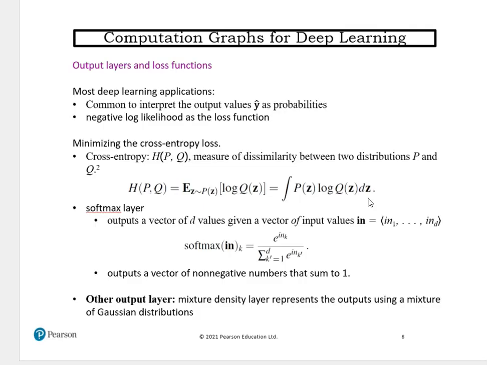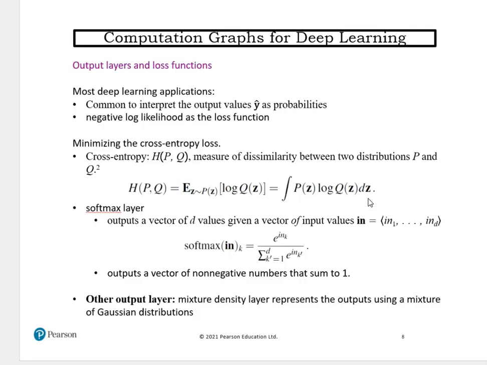Now, because we don't have access to the true data distribution, P star of X and Y, but we only have access to a sample of the data, we replace the integration with summation. So to minimize the negative log likelihood or cross entropy, we need to be able to interpret the output of the network as a probability.